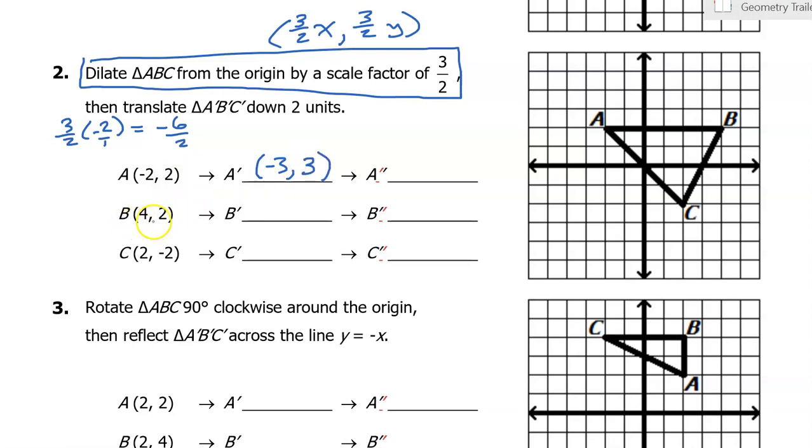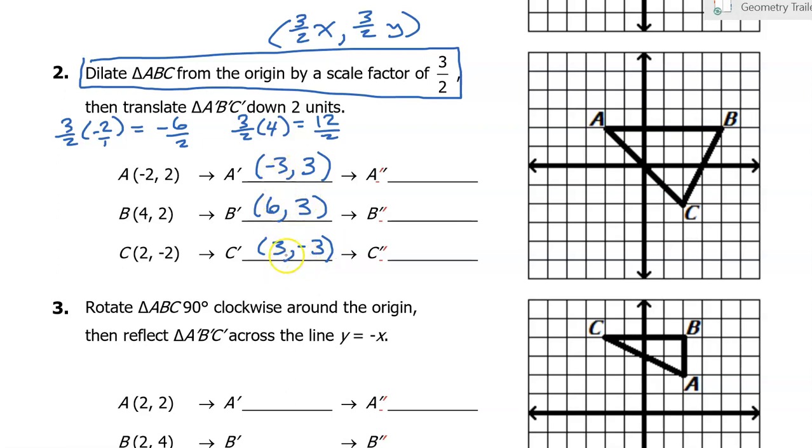Okay, now I need to find b prime. So I'm going to have to multiply 4 by 3 over 2. So let's do that. So 3 over 2 times 4, that would be 12 over 2, which will be 6. And we already found that multiplying 3 over 2 times 2 is 3, so I can just use that again. And there's another 2, so that's going to be another 3. And so just like before, negative 2 will give us negative 3. We can just use that information again.